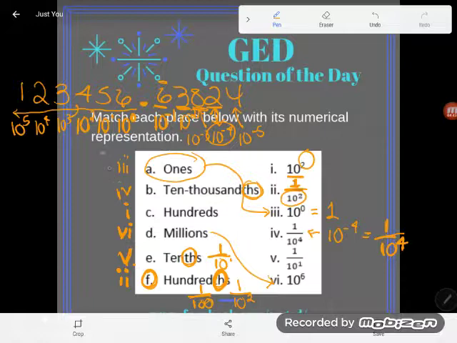Pretty tricky concept here, but super crucial in understanding place value.